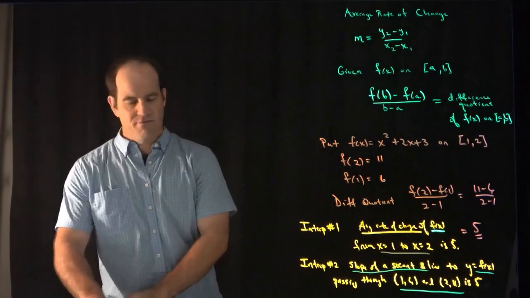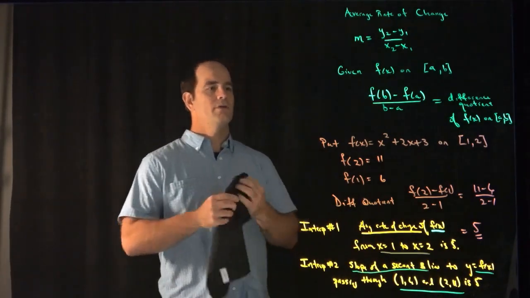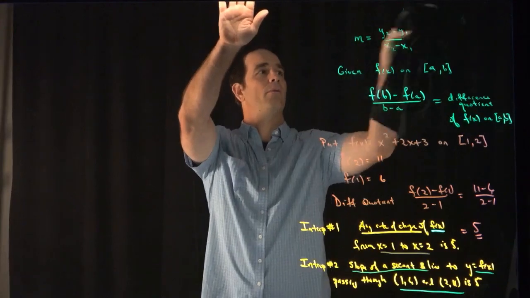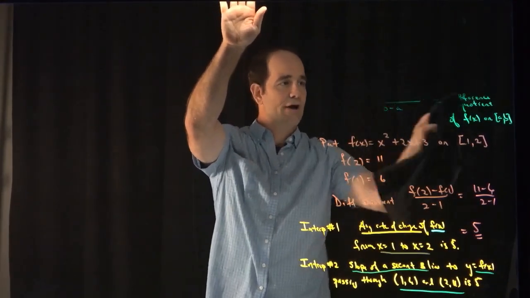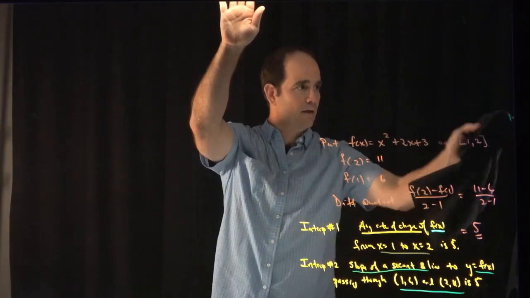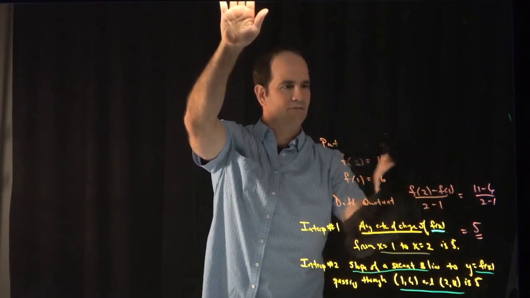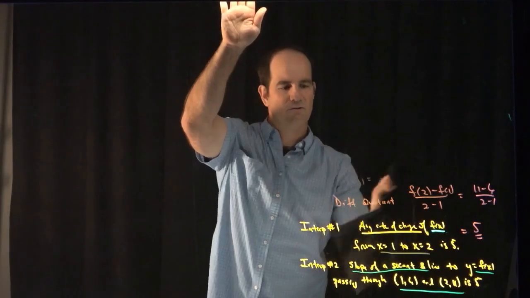Let me erase just here for a moment. I got one more example I want to work with you. This one will need a little room. We're going to do some trig. So what's the average rate of change of sine on the interval from pi over 6 to 3 pi over 4?